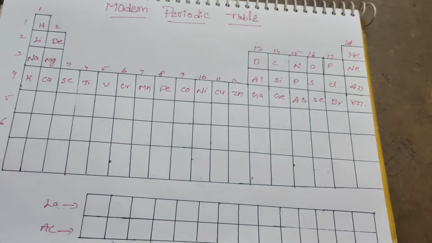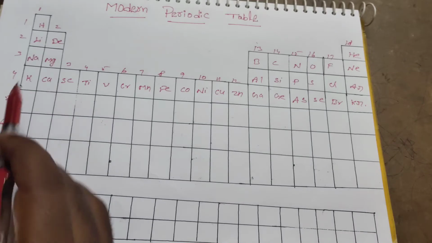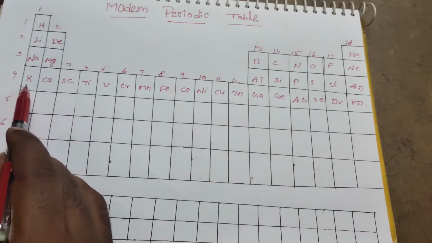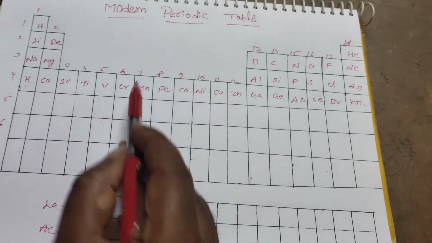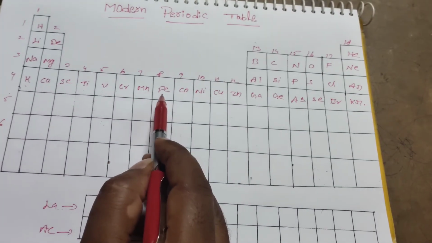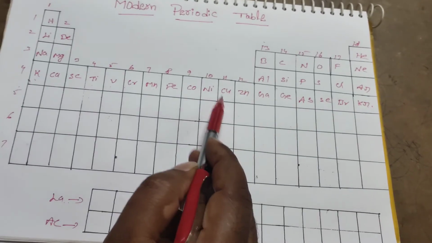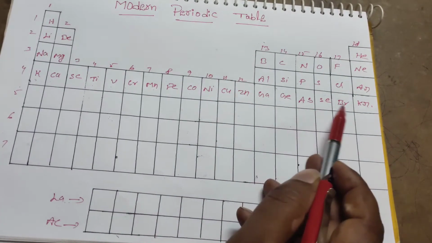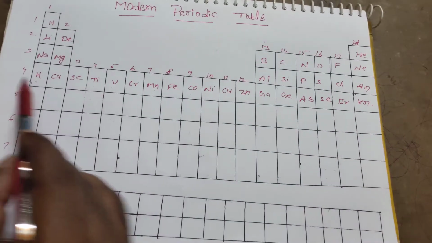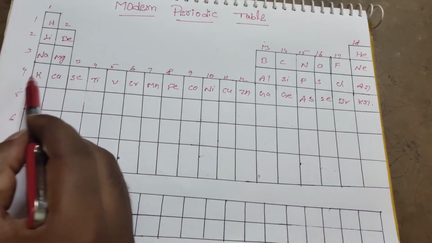Okay students, once again I am explaining. The fourth period contains 18 elements. The starting one is potassium, and then calcium, scandium, titanium, vanadium, chromium, manganese, iron, cobalt, nickel, copper, zinc, gallium, germanium, arsenic, selenium, bromine, krypton. These 18 elements belong to the fourth period.